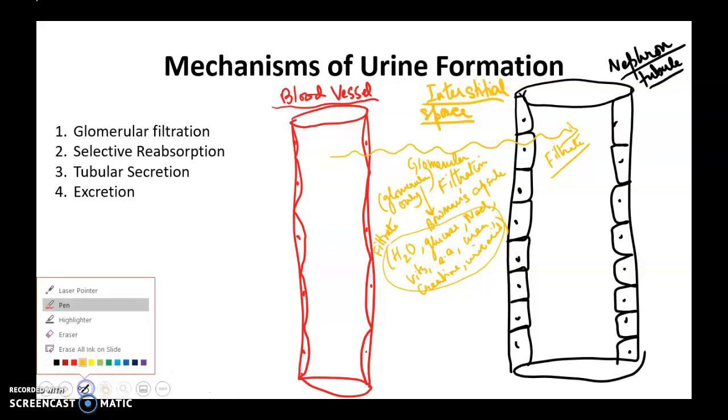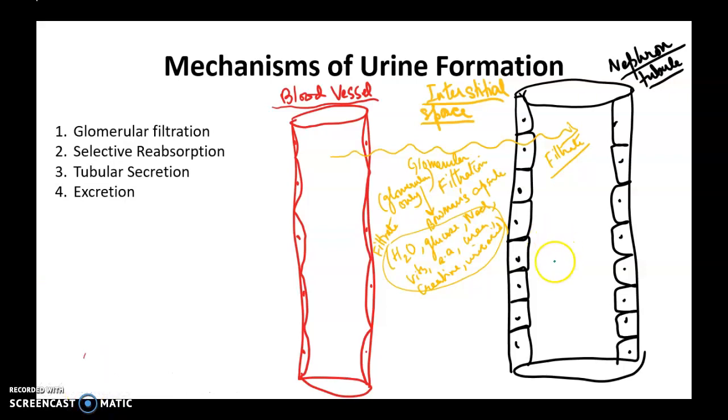So let me see. I'll use a different color. So let's say at the level of the proximal convoluted tubule, a lot of these stuff will move back into peritubular capillaries, right? And this process is called selective reabsorption. Reabsorption. So that's that.